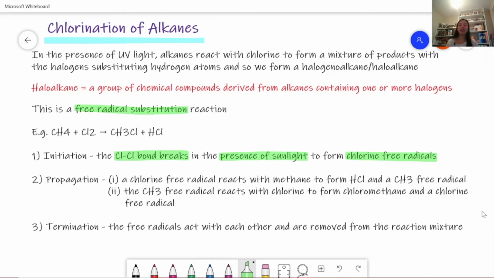And propagation has 2 steps. So the first step is that the chlorine free radical reacts with methane, and this forms hydrochloric acid and also a CH3 free radical. And this CH3 free radical then reacts with more chlorine to form chloromethane and also a chlorine free radical. And so because we form a chlorine free radical, this is the chain part of this chain reaction. And the last step is when free radicals react with each other and are removed from the reaction mixture.